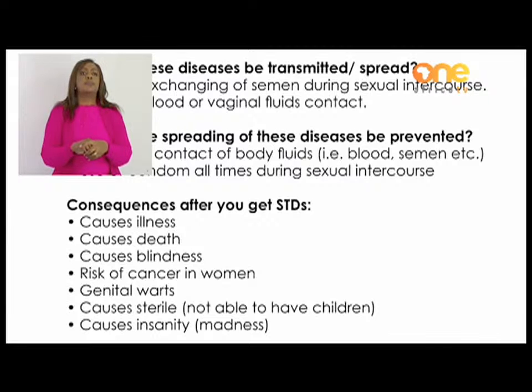Let's move on again. Let's now look at how we can prevent the spreading of these diseases. How can the spreading of these diseases be prevented? You can prevent the spreading by avoiding contact with body fluids such as blood, semen, vaginal fluids, and many more. Another way of preventing the spread is by using condoms at all times during sexual intercourse, or to make it short, by condomizing.